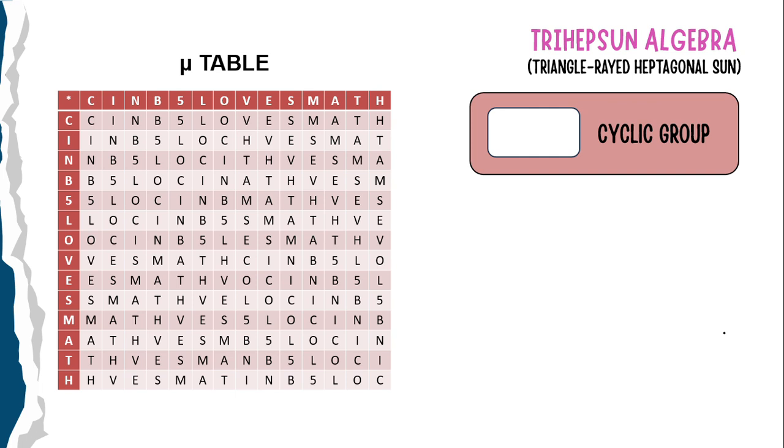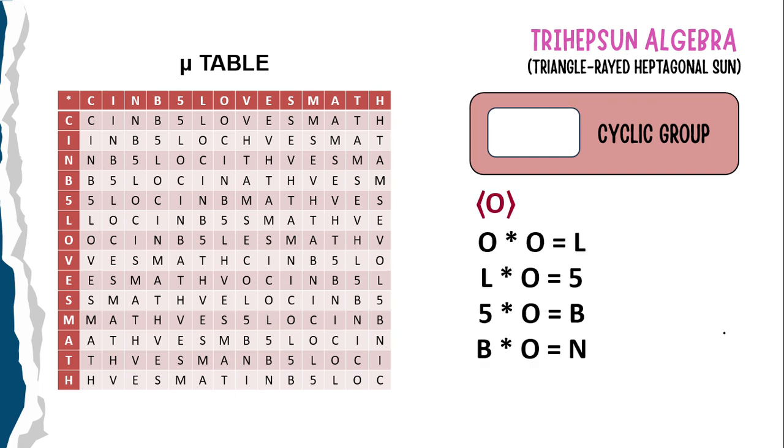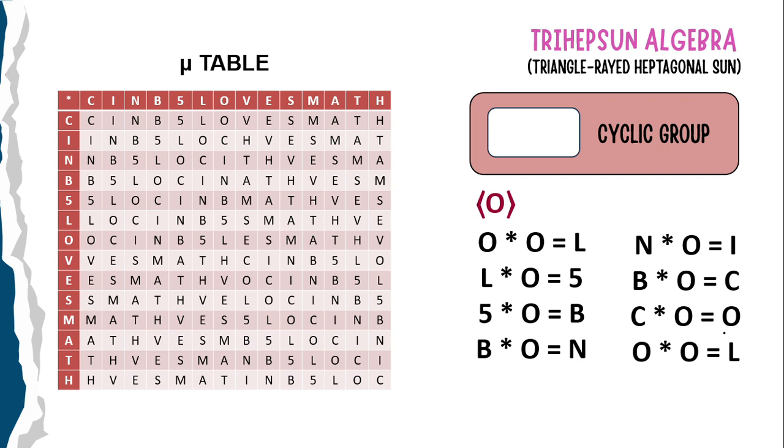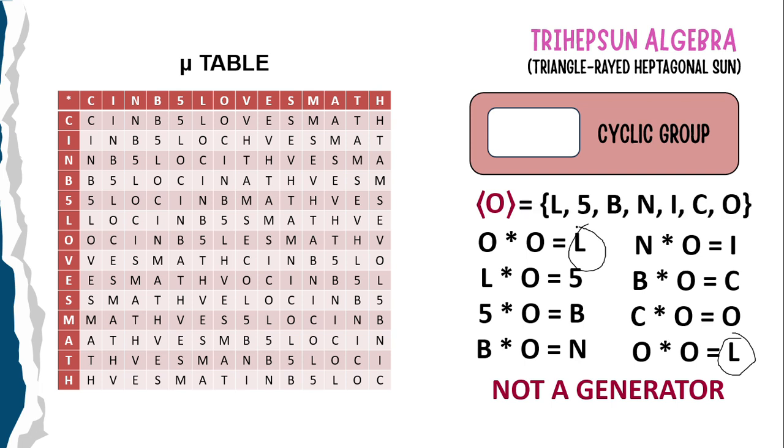For O, this will be the result by doing the same process. As we can see, on O, the resulting element repeats again, so we stop there. We can say that this is not a generator since it does not generate all the elements on the group table. So O generates L, 5, B, N, I, C, and O.